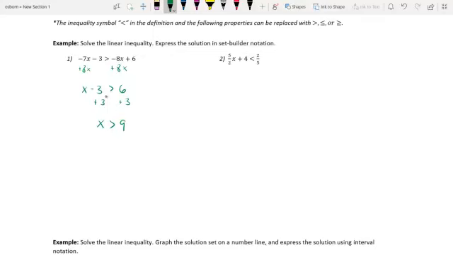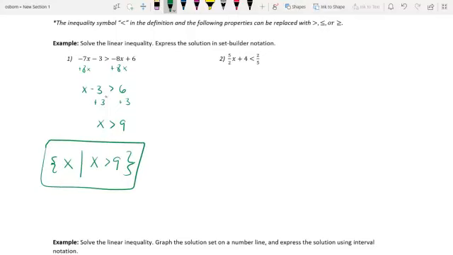Now when you're asked to express the solution in set builder notation, what you do is you open up braces and then you put whatever your variable is. So in this case it would be x. Then you put a line that goes straight down that is read as "such that." So you have x such that, and then you just put your inequality here. x is greater than 9. Close your braces, and that is your solution. Now that is set builder notation. Be very careful, as you'll see in the example down below. Some of the problems will ask for your answer in interval notation, so be very mindful of the notation that the question asks for.